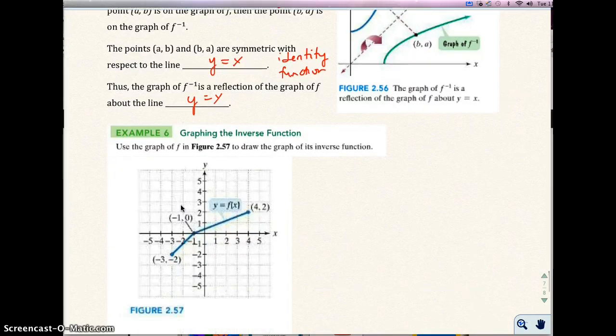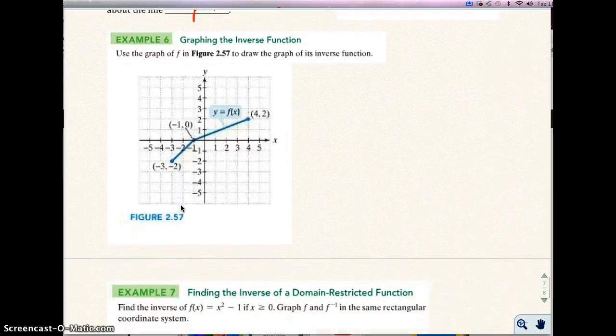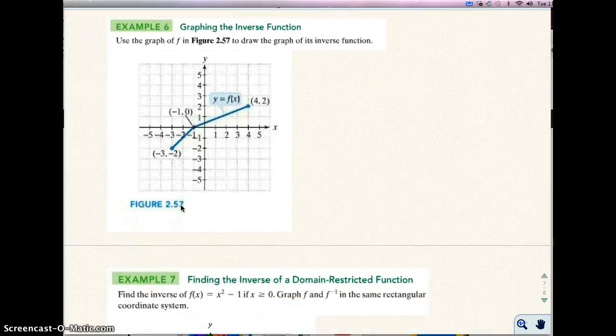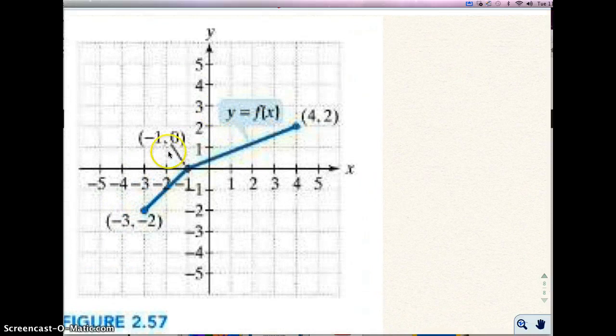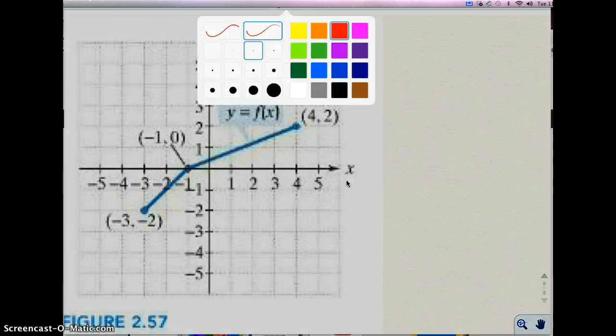Let's go to example 6. For some reason, this is the most missed question on all my exams, on this exam, 3-4 semesters in a row. So I want to make sure that you understand. Given this graph in this figure, draw the inverse function. If you want to draw the inverse function, all you want to do is interchange all the x and y. Remember, this is the function. It has an inverse. So all you have to do is interchange all the x's and y's.